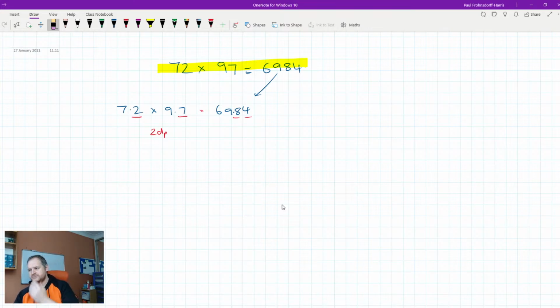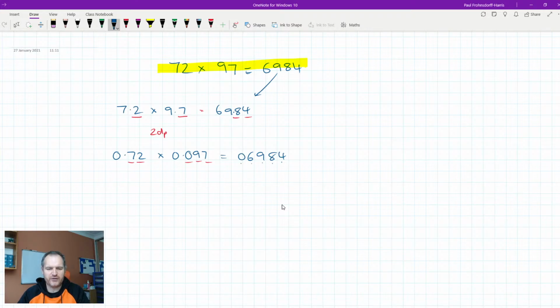Well done, Logan. Now the next one, we've got, what about 0.72 times 0.097? Well, when we count up our decimals, we've got 1, 2, 3, 4, 5 here. So when I write in my 6984, I need to go from this end. 1, 2, 3, 4, 5, I'm going to have to put another 0, then a point, and then 0 point. So notice how near here I've got 5 decimals after the point, and so have I got here. 3 there, 2 there. That makes 5 decimal places.